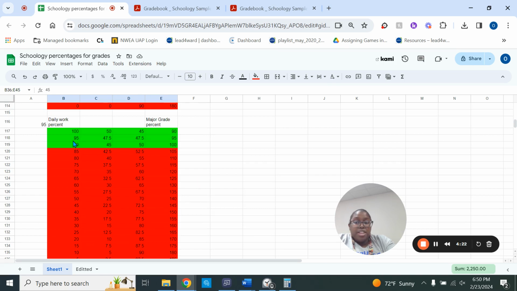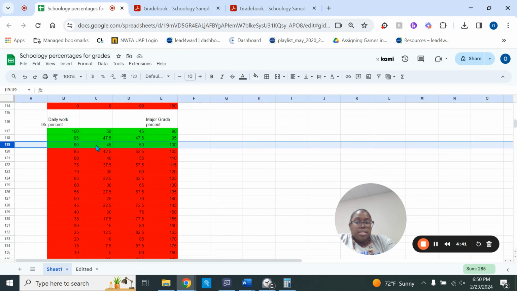For a 95, as you can see, we're starting to see a lot more red as the grade goes up. To get a 95, you have to have one of these three percentages for your daily work, and then one of these three for your major grades. They have to match, because it has to be across. So if you have a 90% in your daily works, you're going to need 100% in your major grades to get a 95.